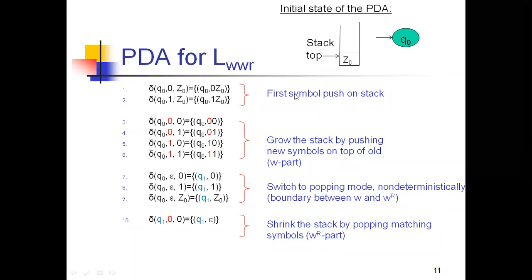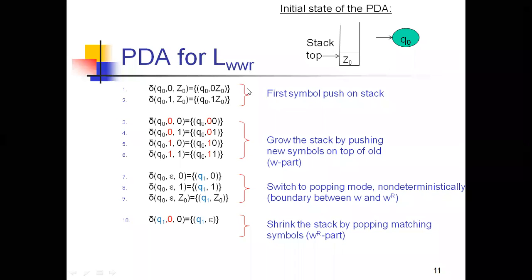So these come under the first rule, symbols push on stack. If you are reading 0, then you need to push it. If you are reading 1, then you need to push it into the stack. And now coming to grow the stack by pushing new symbols on top of the old string, that means W, the string part now.